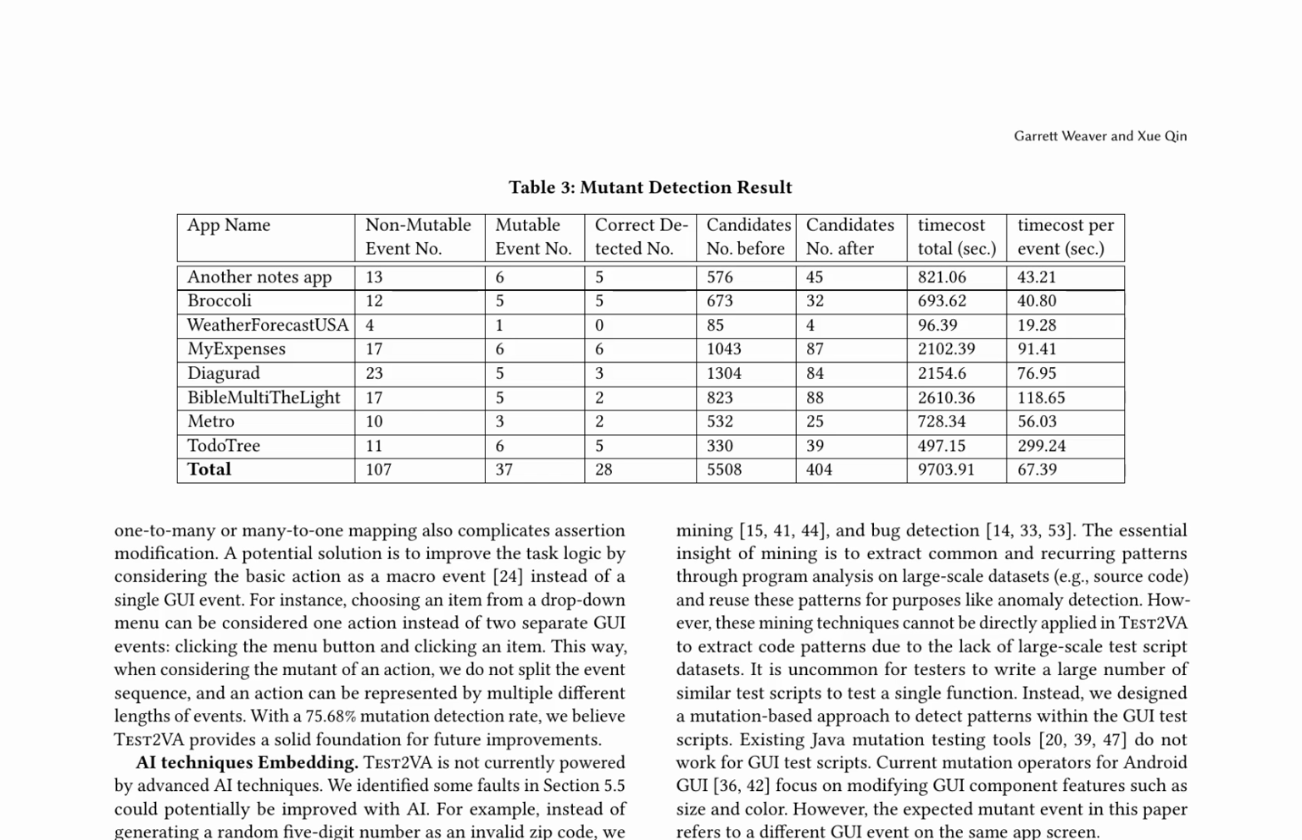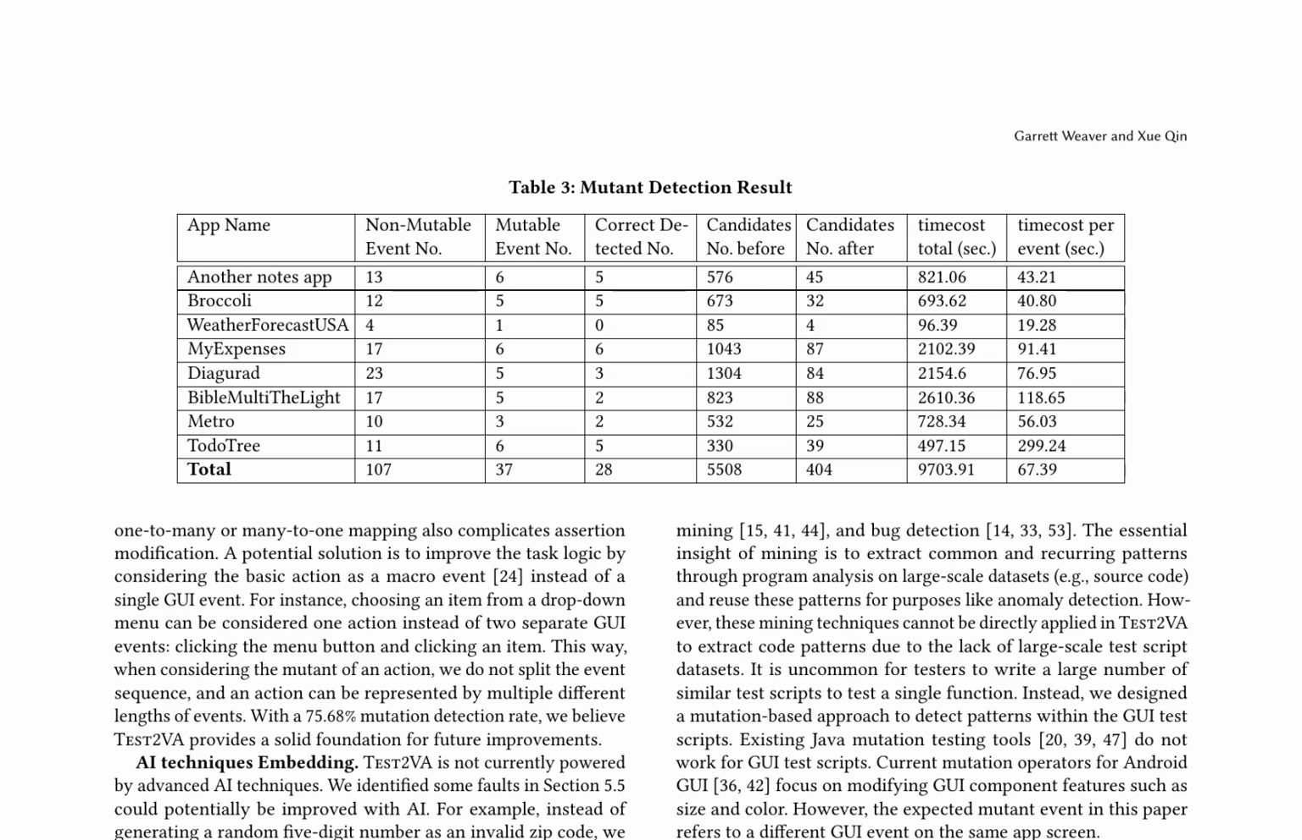The table on page 10 of the research paper presents the results of mutant detection for 8 real-world Android applications, showing the number of non-mutable events, correct detections, and time costs. These results demonstrate a 75.68% mutation detection rate, indicating that Test2VA provides a solid foundation for future improvements.